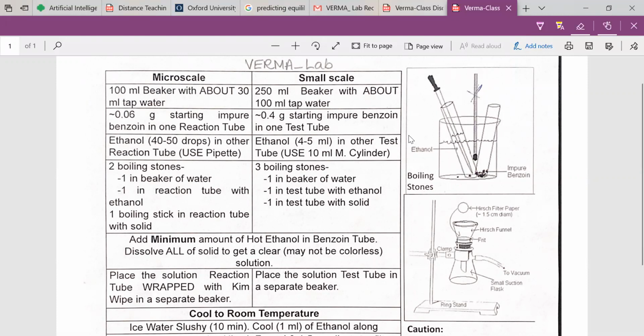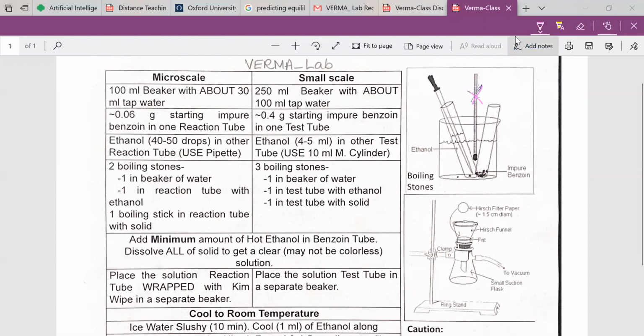Also, I do not want you to place the thermometer in the beaker. Otherwise, your beaker may topple off. You can periodically look at the temperature by inserting the thermometer in it and taking it out. Remember, do not place your hot thermometer on the bench, otherwise it will crack.